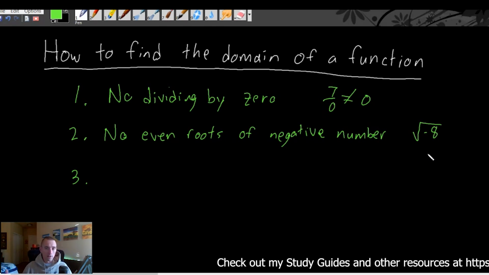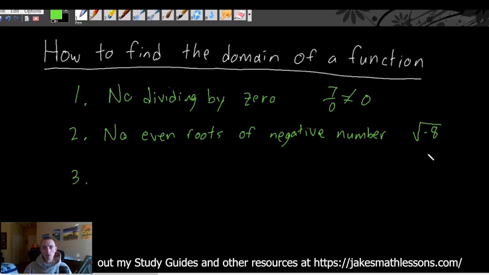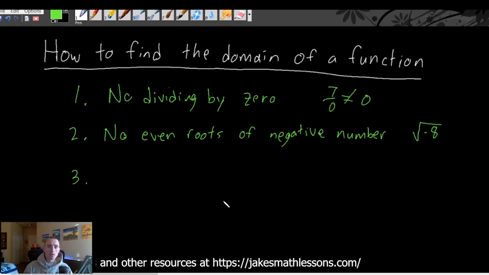You need to make sure you're getting real, actual outputs out of your function for whatever numbers you're plugging into your function. So if you're ever taking the even root of a negative number, the input that got you to that point should not be included in your domain.